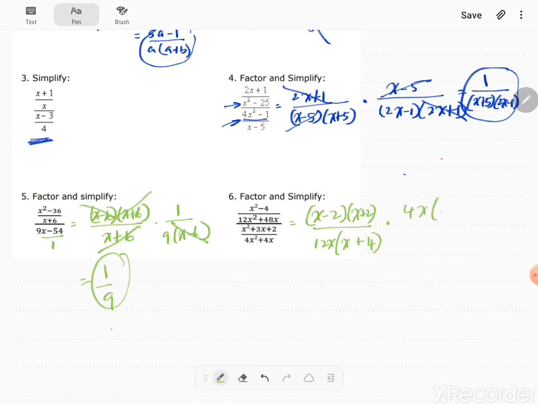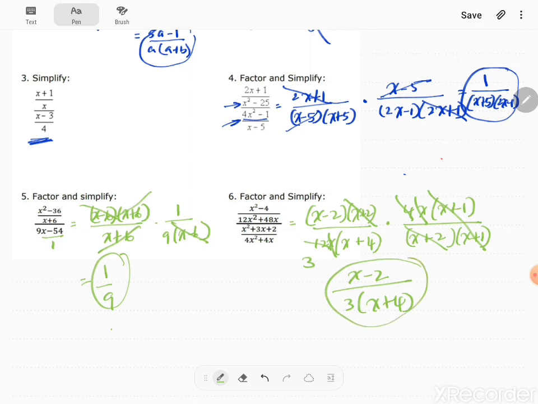I'm flipping the bottom and factoring the quadratic. Okay, now I'm going to cancel. 4 goes in 12 three times. X plus 1 also cancels. So we have x minus 2 over 3 times x plus 4 left. Okay, that's it. This is complex fractions, not really complex. All you have to do is factor out and flip the bottom and see if you can cancel.